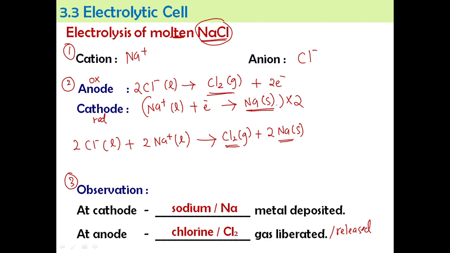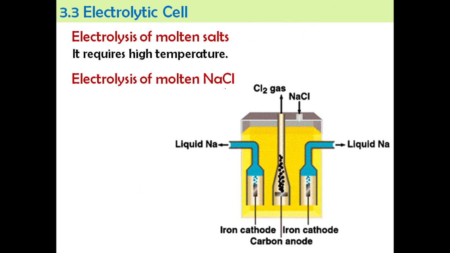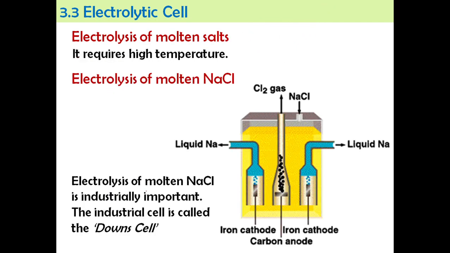Okay. So for the second example, PBBR, okay, I want you to try answer this question and upload your answer. Okay? Jadi kita dah habis untuk electrolysis yang pertama. Cuma untuk electrolysis for molten NaCl is actually important for industrial. Okay? Kalau digunakan dalam industrial, okay, for the industrial cell, actually kita akan panggil dia sebagai down cell. Jadi ni tak ada apa-apa pun, cuma nak tunjuk what is the application for electrolysis of molten NaCl.